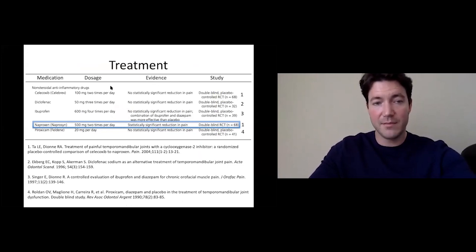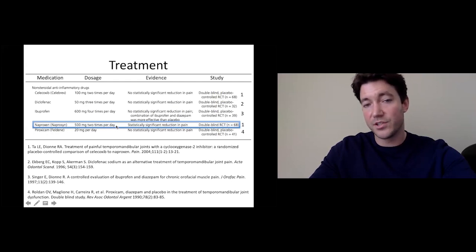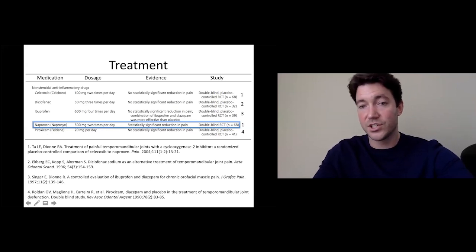So this table here is showing 4 different studies that all looked at different NSAIDs for the management of TMD. So Celebrex, diclofenac, ibuprofen, naproxen, piroxicam. I've never actually seen that one prescribed here in Canada. But in any event, of all of these, naproxen 500 milligrams 2 times per day was the only one that showed a statistically significant reduction in pain.